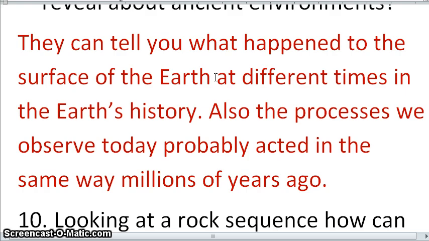So we can draw conclusions based off of what we witness today on what happened years ago and what's going to continue to happen. That's why we look at our model of the Grand Canyon, something that happened 5 million years ago, and we can kind of draw conclusions on how the Grand Canyon actually formed.